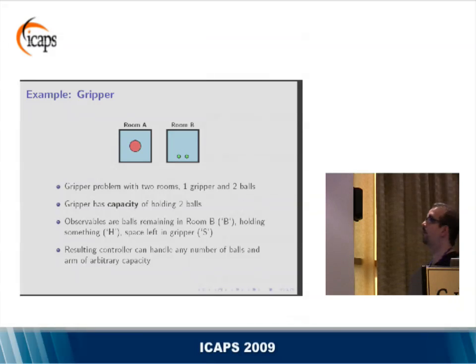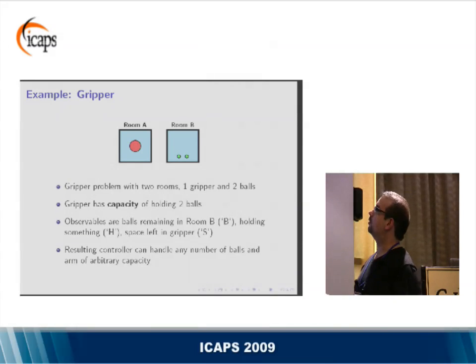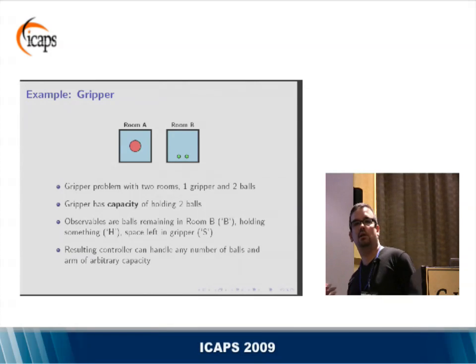Another example is a gripper problem. You have two rooms, the robot and two balls, and in this case the gripper has a capacity of two. You have observables such as whether there are balls remaining in room B, whether you are holding something, and whether there is space left in the gripper.